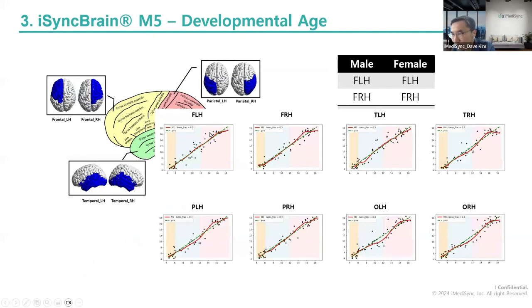As you see here, our brain develops linearly. For example, in the child and adolescent, the height is increased.